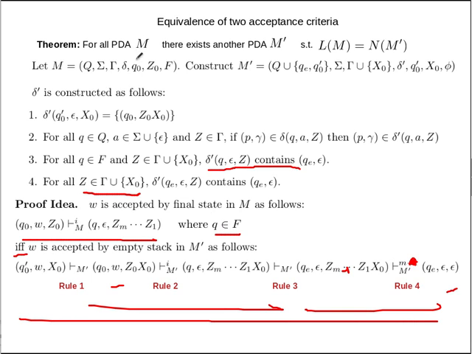final state in M, because you can only enter state QE if you have already come to a state which belongs to F. So that means at some point you reached this final state from here to here. So this is the proof idea.